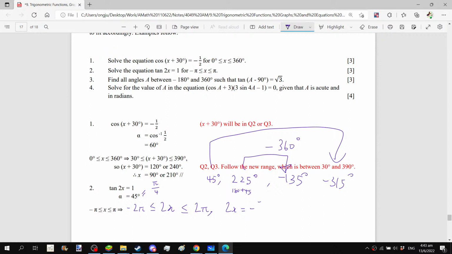So for example, we'll have negative 7 over 4 pi, negative 3 over 4 pi, let's see, pi over 4, and then afterwards, let's see, this should be, wait a minute, that's not 3 pi over 4, it should be 5 pi over 4. And therefore, if you want to find x, you'll just have to divide by 2 one more time.